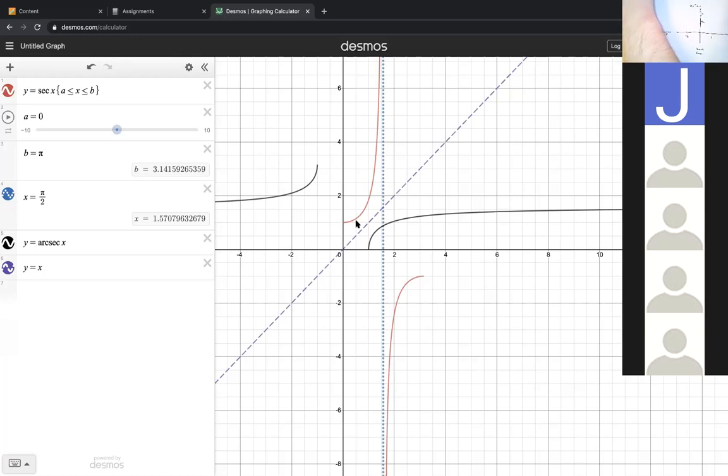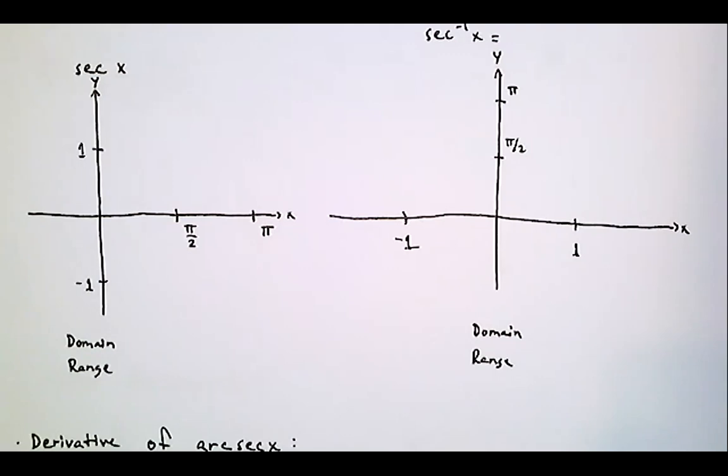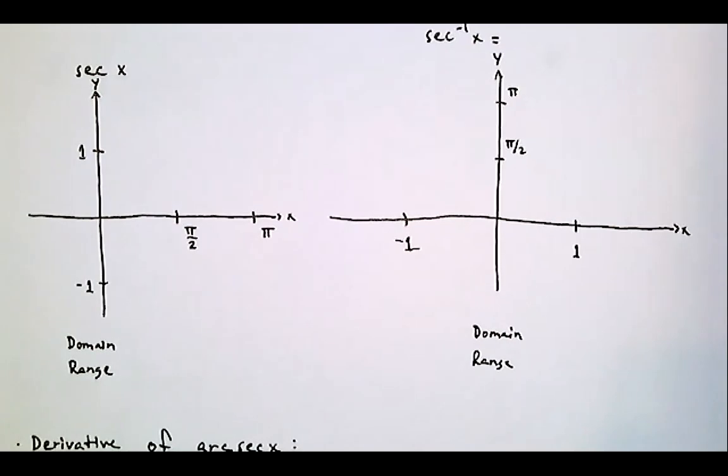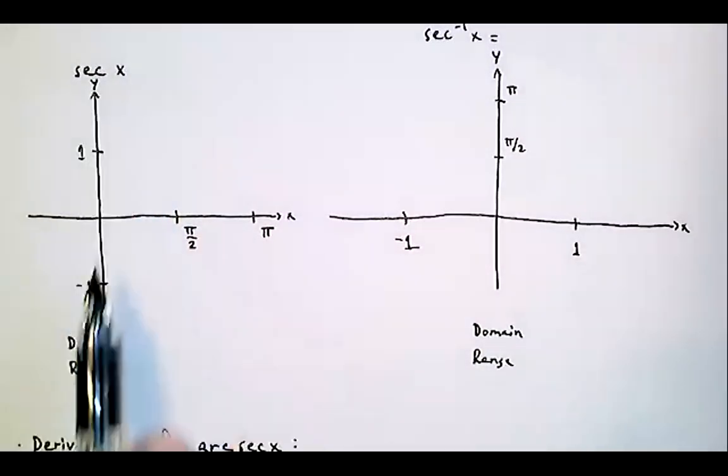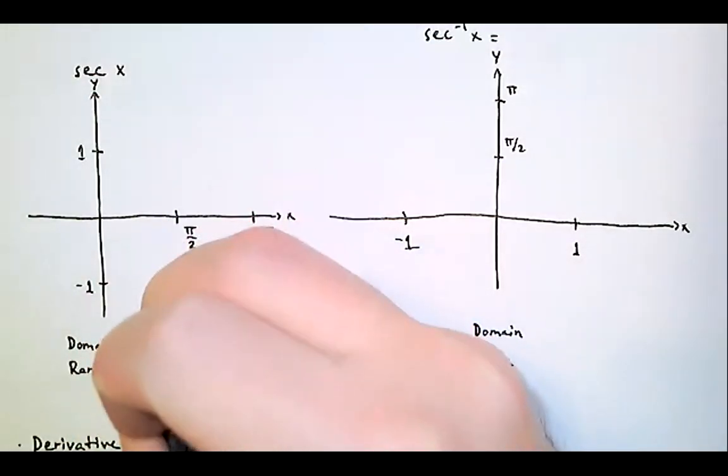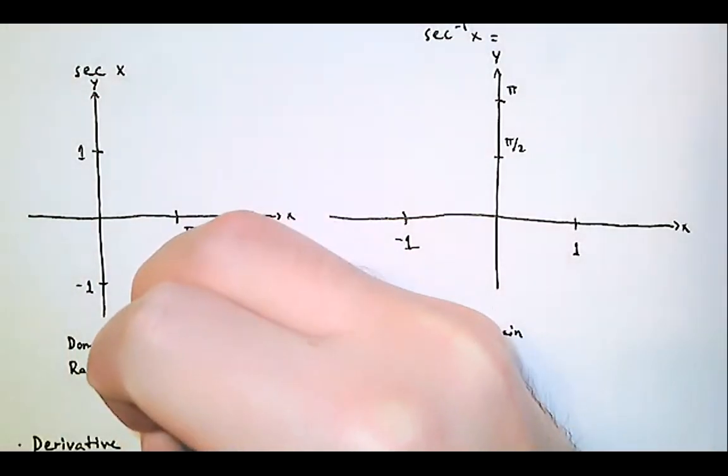So what we can do is maybe go back to the paper and write in some of those details. Okay. Before I get rid of this graph, does anyone have questions? Okay. So now you can see my paper a little bit better. So let's sketch in what we did for secant. Remember, we picked the domain to be 0 up to pi.